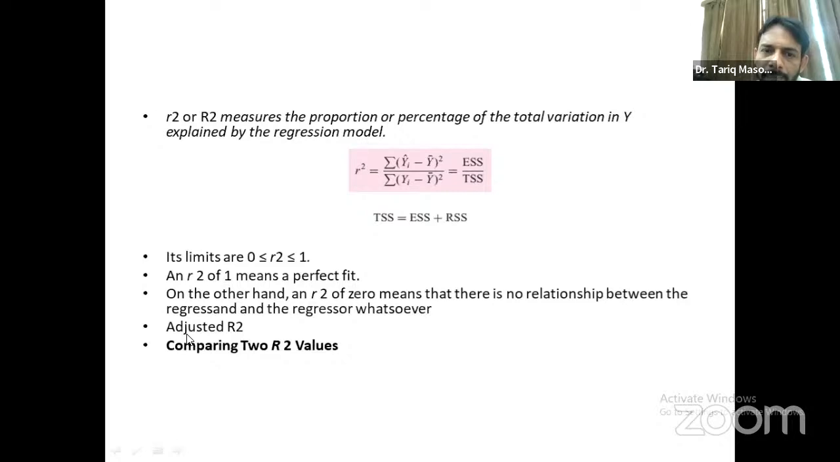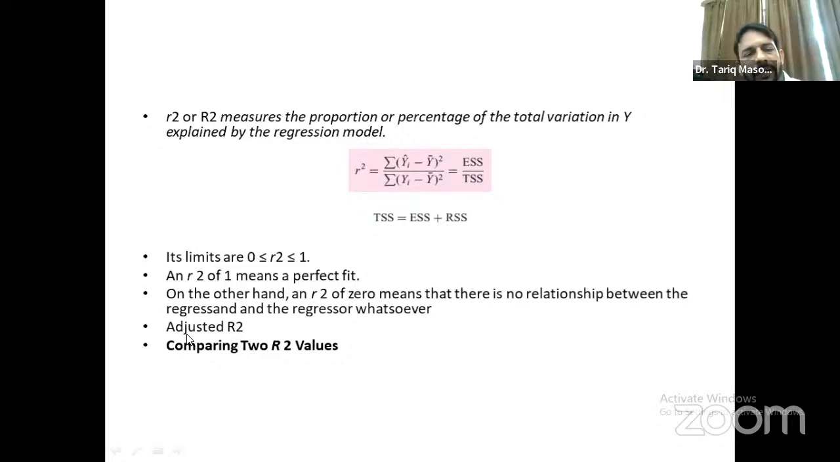Okay, the value of R square always increases with the addition of a regressor, and this is problematic because the regressor may be irrelevant. So for that, we can use a different measure, adjusted R square. There is some adjustment in it for the addition of an additional variable.